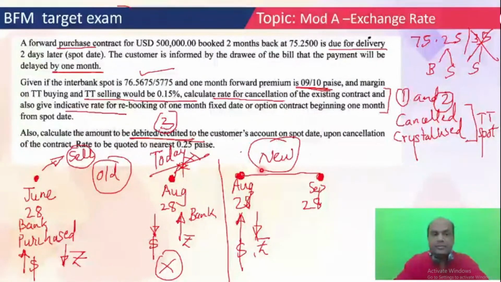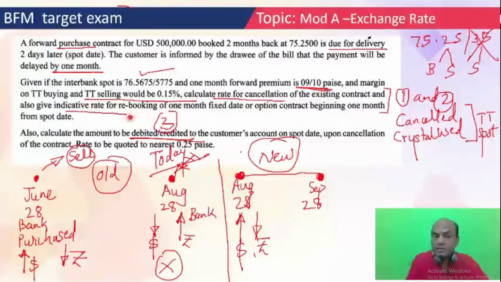Yeah. So on June 28th, this contract was booked. Now this is the old contract. This contract is to be cancelled today. Why? Because payment is not there. And this customer is informed that 1 month later payment will be received. 1 month later, so now this is August. From 28th August to 28th September, a new contract is booked. So this new contract I'll have to book it now.